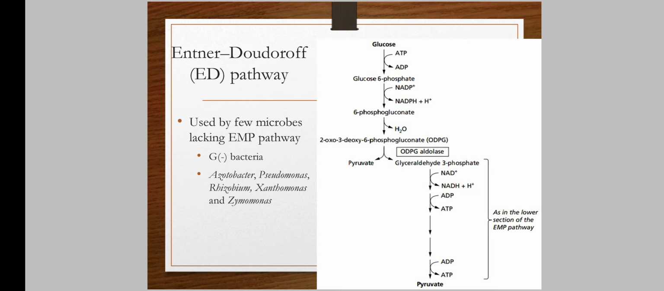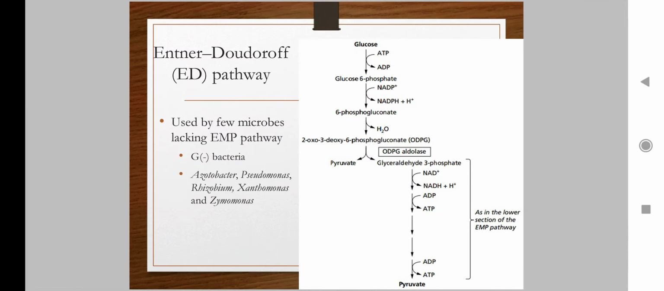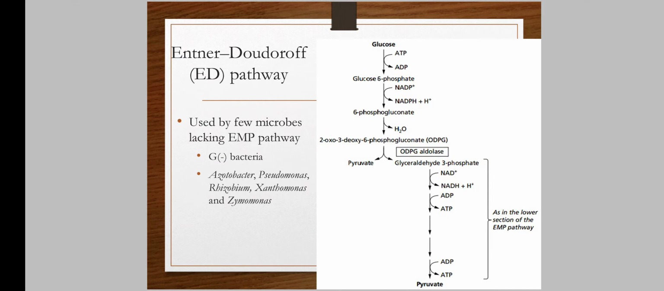Now, in this pathway, you start off like glycolysis. You start off with glucose and end up with pyruvate. But here, the difference is you have your phosphogluconate. Instead of adding additional ATP, because in the EMP pathway, remember, you have 2 ATP investment steps, here you just have 1 ATP investment step. And then you will produce 2 molecules of pyruvate.